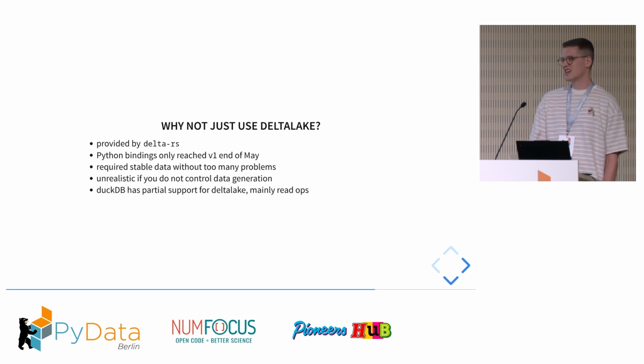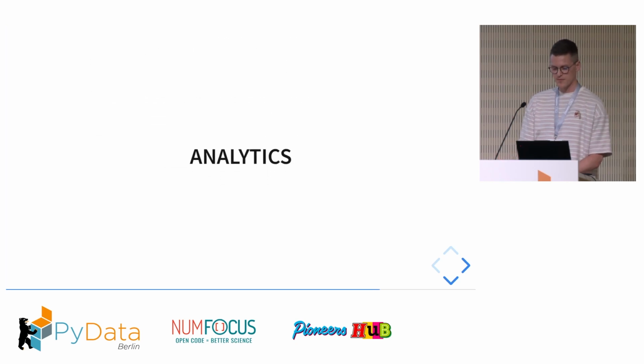The problem kind of is that it only reached version 1 at the end of May, so it was not production ready when these pipelines were built. And it also requires relatively good knowledge about your data, and it's not particularly fond of data changing, and it's kind of hard to deal with that, at least in my experience, although that might be a user error too. So for DuckDB, it has partial support for Delta Lake as of yet. It only supports read operations though, and if we want to write it, we have to deal with something else.